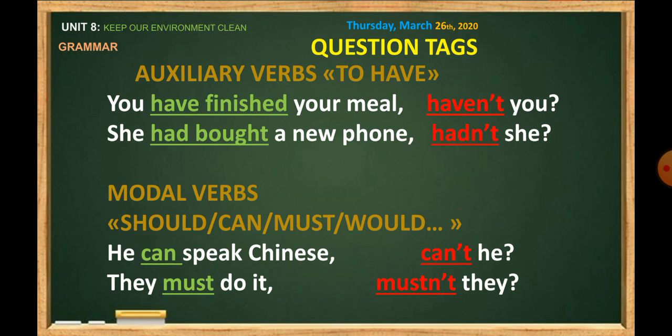Okay. إذا النيجاتيف ديال كان هو can't. كون عندنا he could speak Chinese. Couldn't he? نفس الشيء كنزيدو in apostrophe t. Okay. This or the last example using the modal verb must. They must do it. Mustn't they? So it's the same thing. You have must and here it becomes mustn't. I hope you understand the rule because it's very easy.